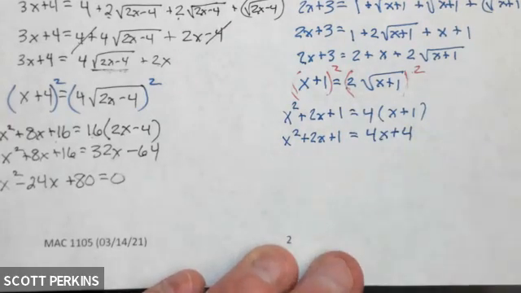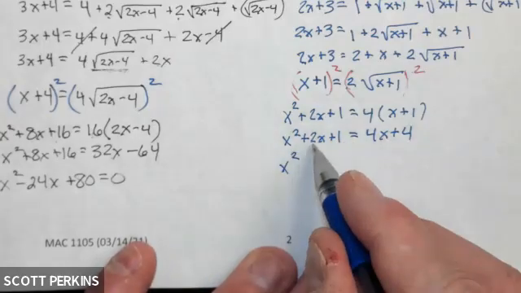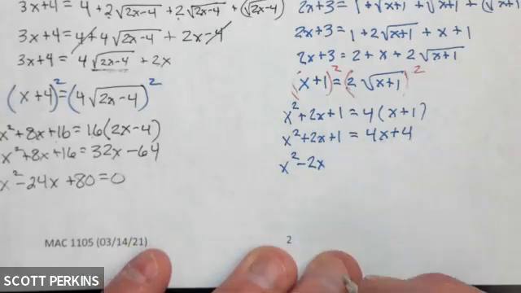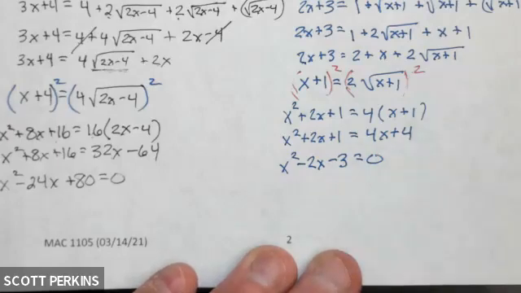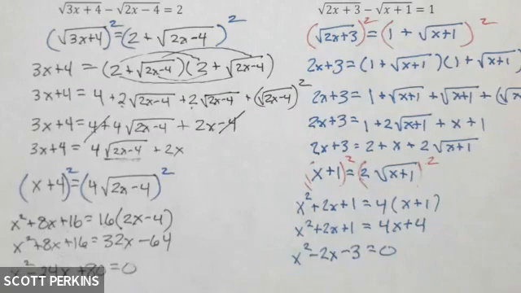And now I'm going to bring that 4x plus 4 over to the other side. I'm going to subtract 4x. So 2x minus 4x is negative 2x. I'm going to subtract the 4. 1 minus 4 is negative 3. Again, that will factor. So the rest of this should only take you about another minute or two at most to finish. And then you check those answers and see which one works, which one doesn't, if they both work, or what have you.